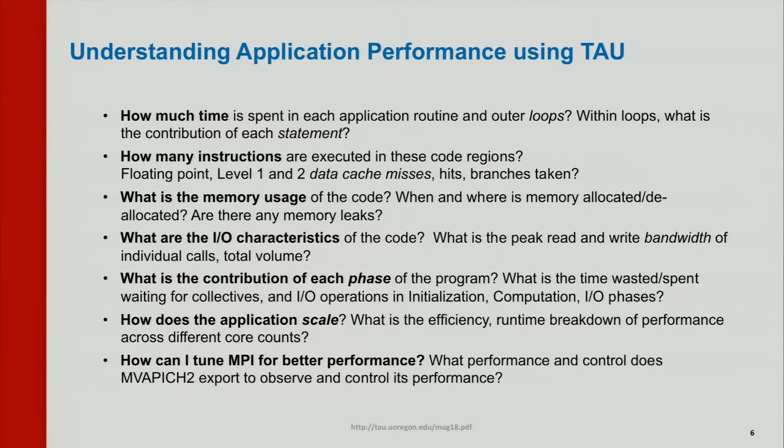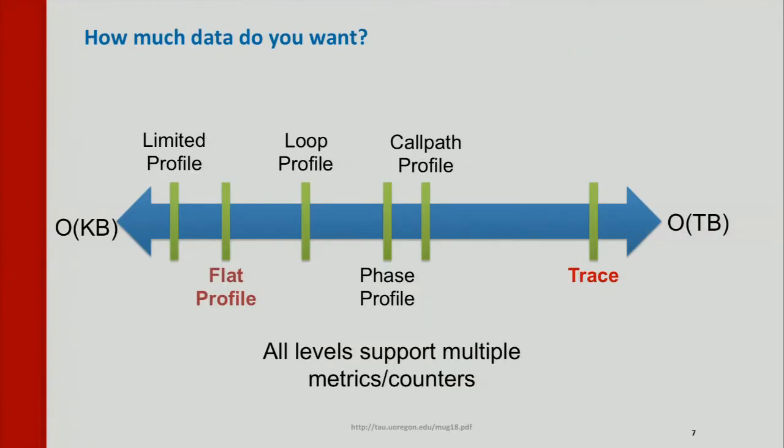You can also see how TAU can help you tune MPI for better performance. You can observe and control performance variables that are exported by MPI, in particular MVAPICH2, and generate a variety of different performance metrics that are represented in profiles and traces. Well, profiles come in many different flavors depending on what you choose to instrument and how you configure the measurement system.